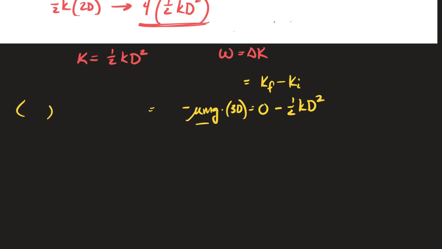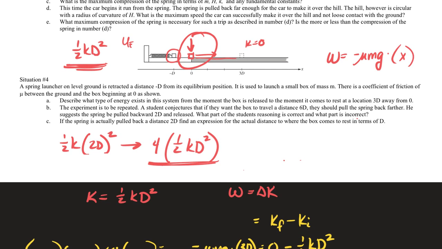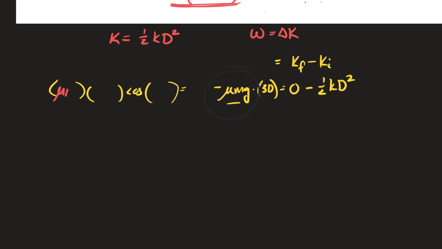So what I did was 3 buckets, right? The box is sliding this way. The force of friction has to be that way. So force of friction, mu times the normal force. Distance the box traveled, 3d. Angle between the frictional force and displacement, 180 degrees. So mu mg times 3d has to equal 1/2 kd squared.